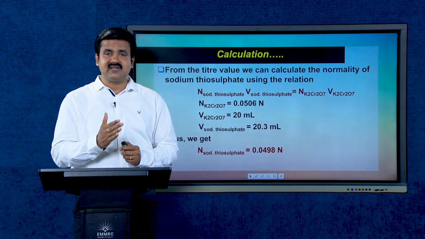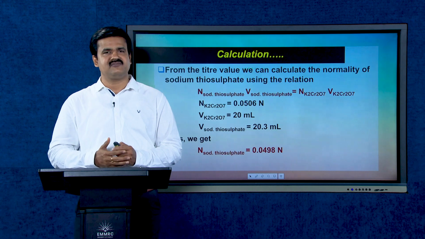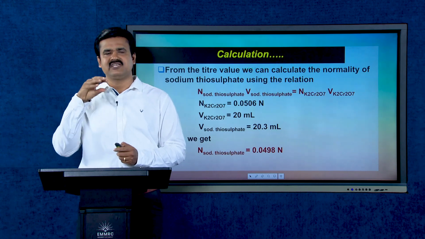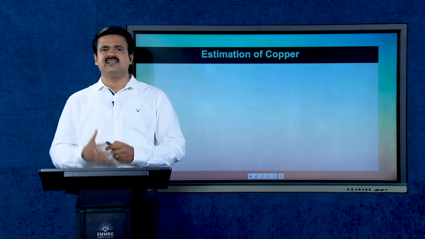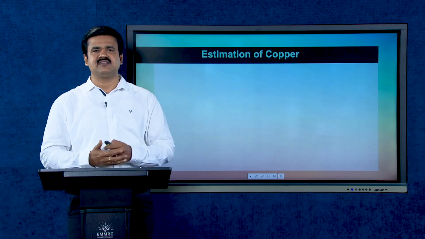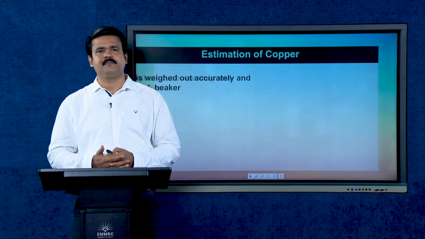This is the normality of the given sodium thiosulfate solution. With this sodium thiosulfate solution, we are going to perform the estimation. Now, the last part of the experiment is the estimation of copper.